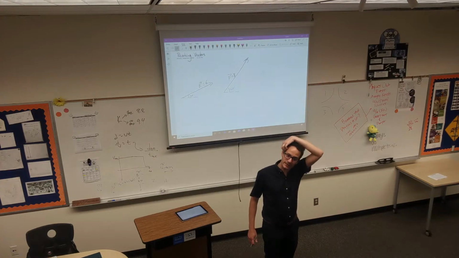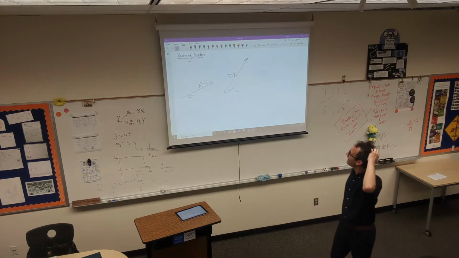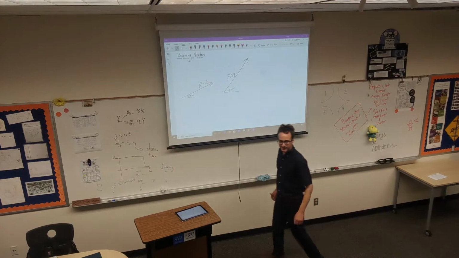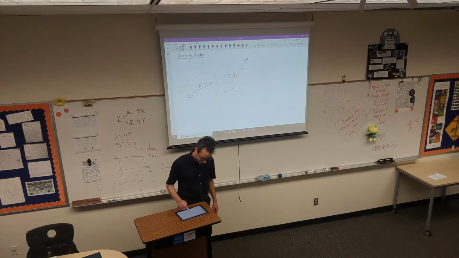Now I got vectors E and F. And I want to add these up. Vectors E and F, ugh, gross, right? How the heck? Well, graphically this ain't that bad though. How do you add up vectors graphically? Head to tail. So if I want to add these up, I put the head of vector E attaching to the tail of vector F. So this is vector E plus vector F.